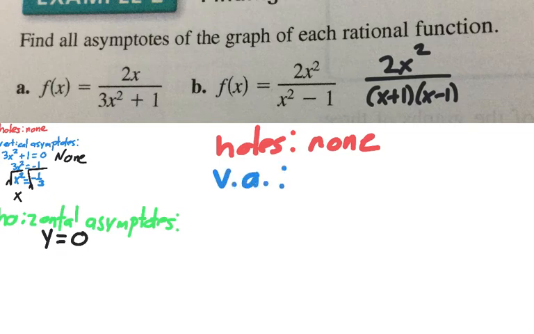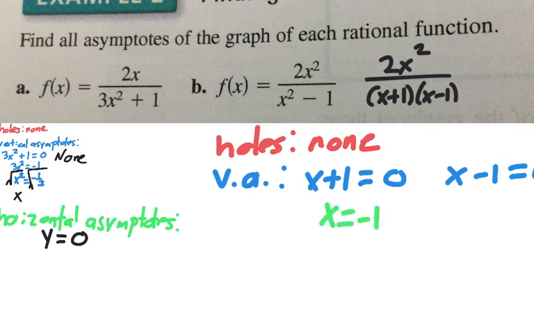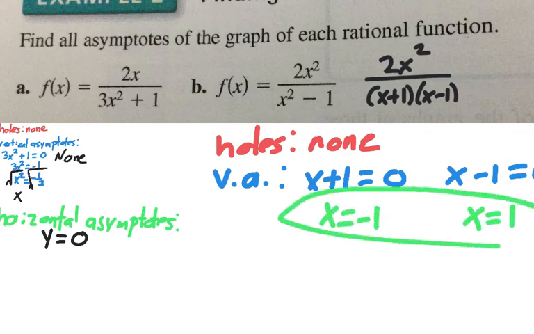Next, find the vertical asymptotes. The vertical asymptotes happen when the denominator is equal to 0. So I would look at the factored form. I have two factors, x plus 1 and x minus 1. So I can look for what makes either one of those become 0. So x plus 1 equals 0 and x minus 1 equals 0 are both going to give me vertical asymptotes. So solve them. That's going to give me x equals negative 1 and x equals positive 1. So this graph will have two vertical asymptotes. One at x equals negative 1 and the other at x equals positive 1.